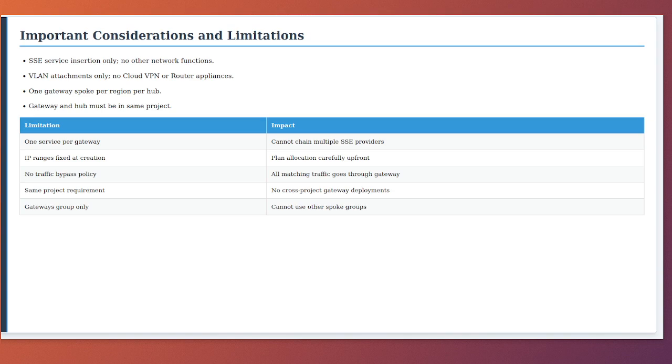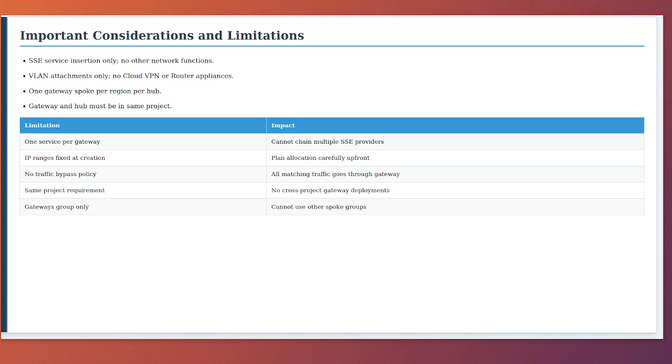Cloud VPN tunnels and router appliances are not supported for gateway hybrid connections. If you need VPN connectivity, you must use a separate hybrid spoke configuration. All NCC Gateway spokes must be in the Gateway's spoke group. The hybrid inspection topology enforces this requirement, and you cannot place Gateway spokes in other groups. Only one service can be attached to an NCC Gateway at a time. You cannot chain multiple SSE services through a single gateway. If you need multiple security services, you must implement them within your chosen SSE provider's platform.